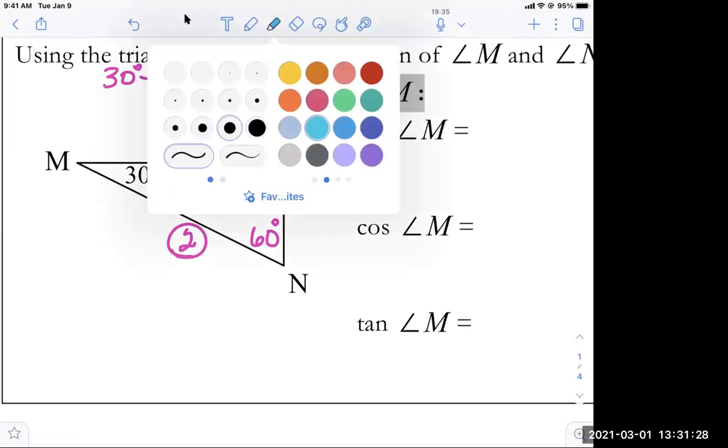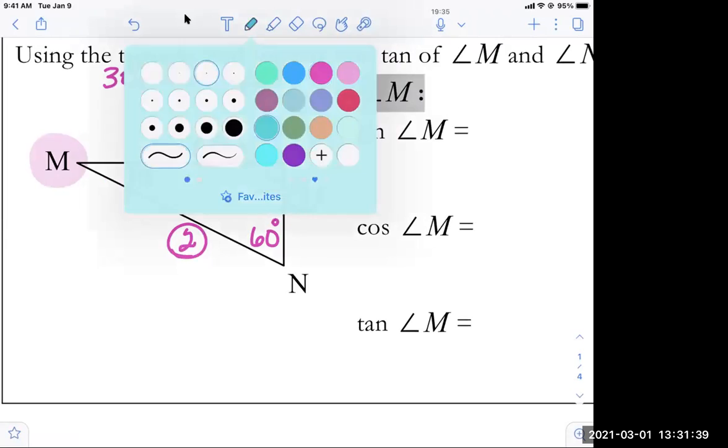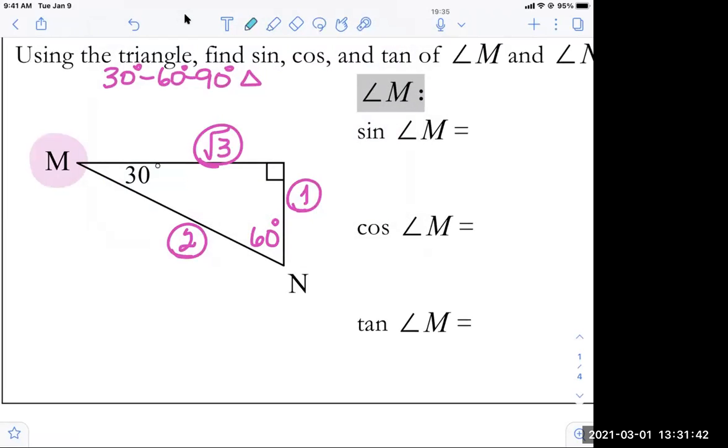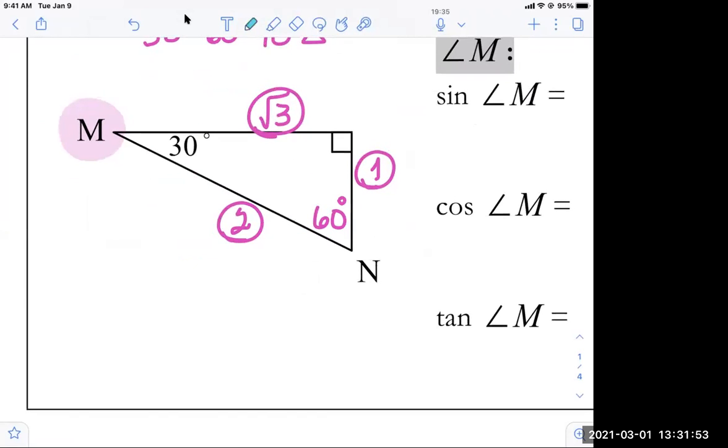Okay, now in the table here, it's saying, all right, let's start with angle M. I'm going to label the sides in relation to angle M. Let's label the adjacent, opposite, and hypotenuse. So Peter Gruber, can you tell me where the hypotenuse is? Oh, sorry, I was on mute. It'd be 2. Okay. And then in relation to angle M, where is the opposite side? It'd be 1. 1 is the opposite. And then that makes this the adjacent.